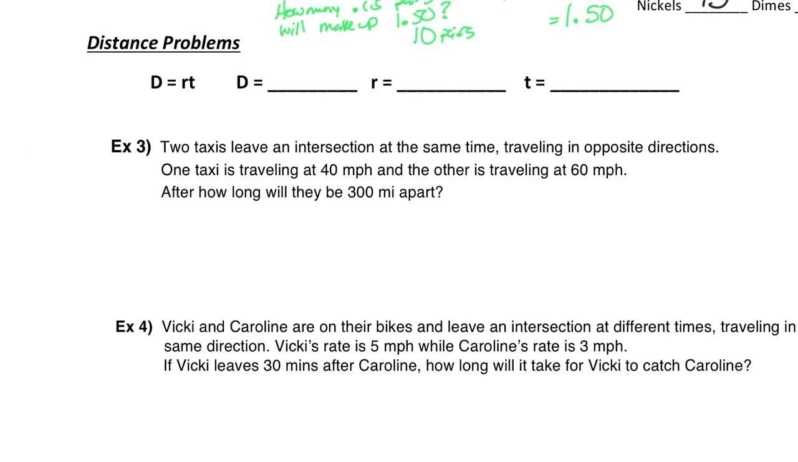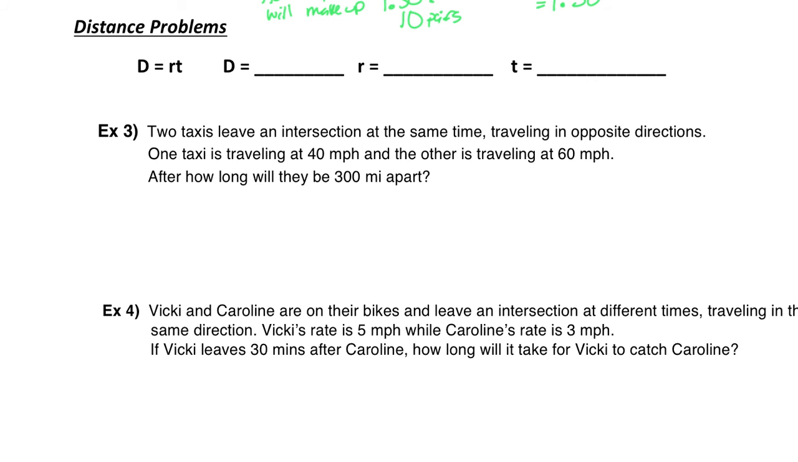All right, distance problems. So we have this very popular equation, D equals RT. It stands for distance equals rate times time. Pretty straightforward. I mean, if somebody's going 50 miles per hour and they're driving that way for 3 hours, they would go a total distance of 150 miles. Okay? Pretty simple equation.